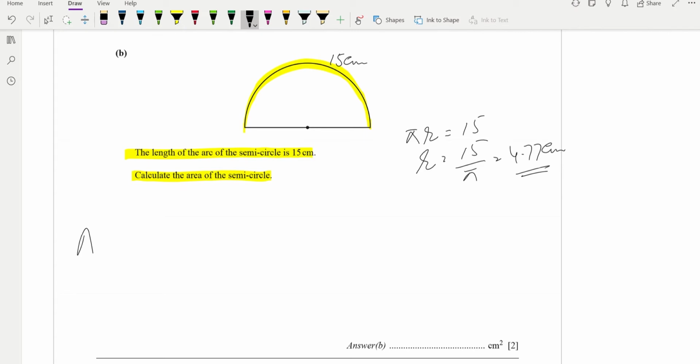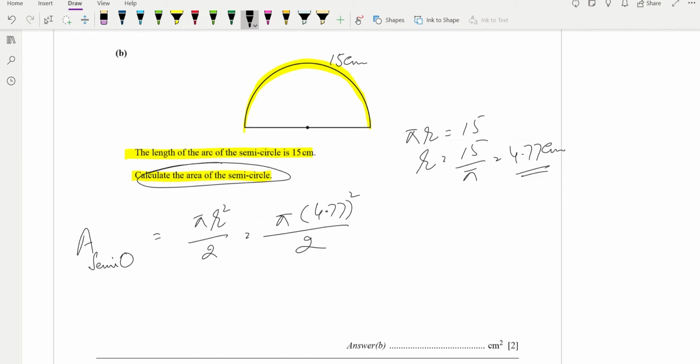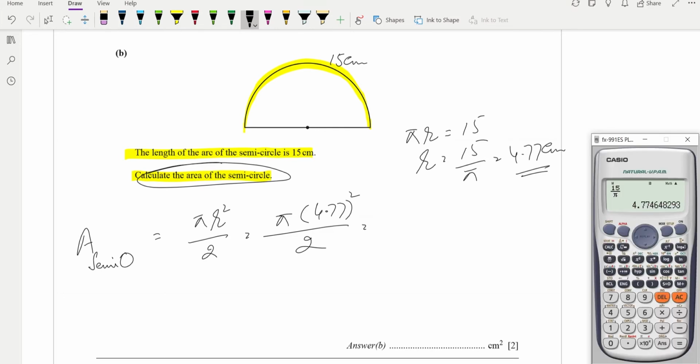Now they are asking for the area of the semicircle. So area of semicircle will be equal to what? Will be equal to pi r square divided by 2, and r is 4.77, and we take the square and divide by 2. Pi multiplied by 4.77 squared and divided by 2 will be equal to 35.74.